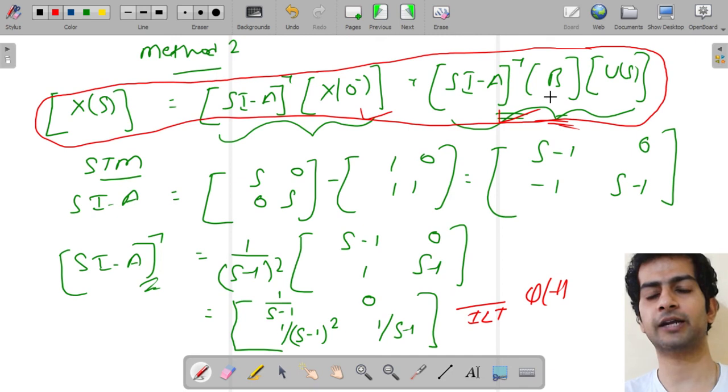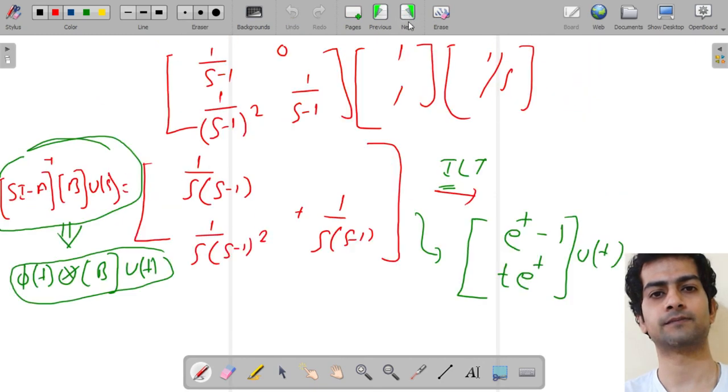Here I told you that when you convert this into time domain, you will get a convolution part. So it is better to solve it in S domain only, and then take the inverse Laplace transform. It will be easy for you to solve the equations. So I think this part is clear to you.